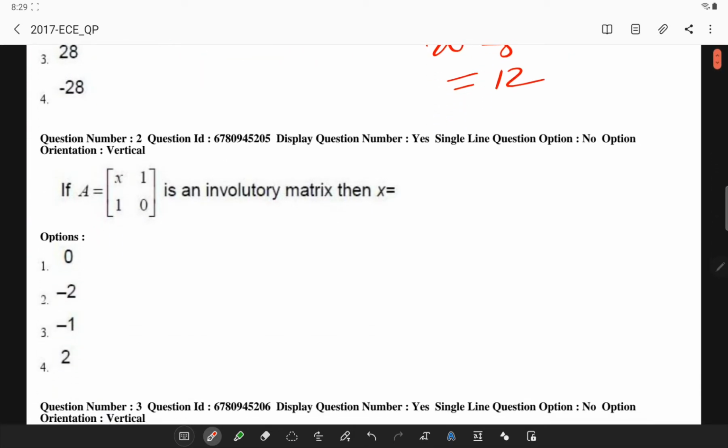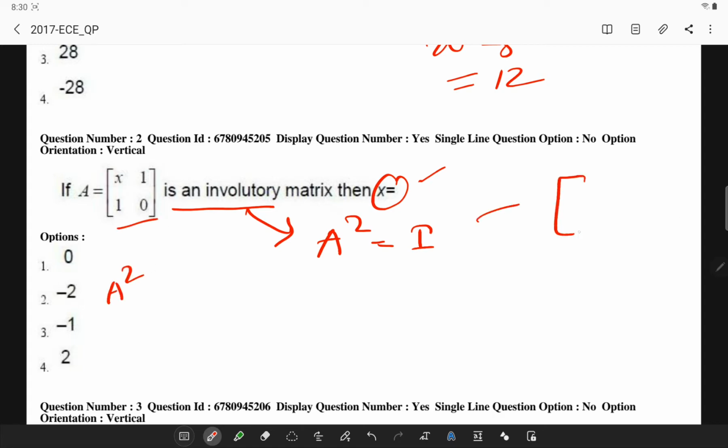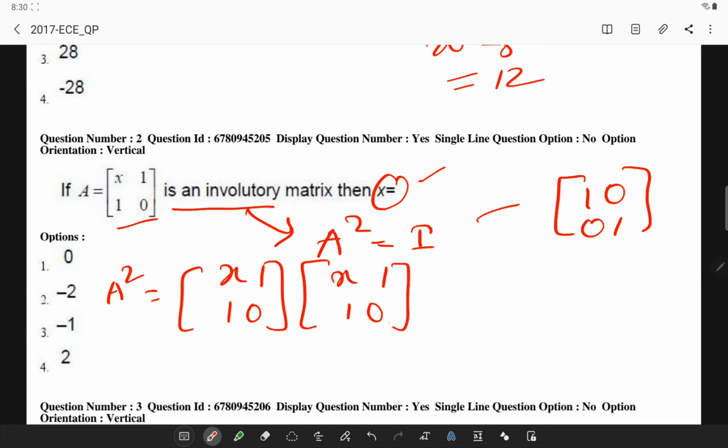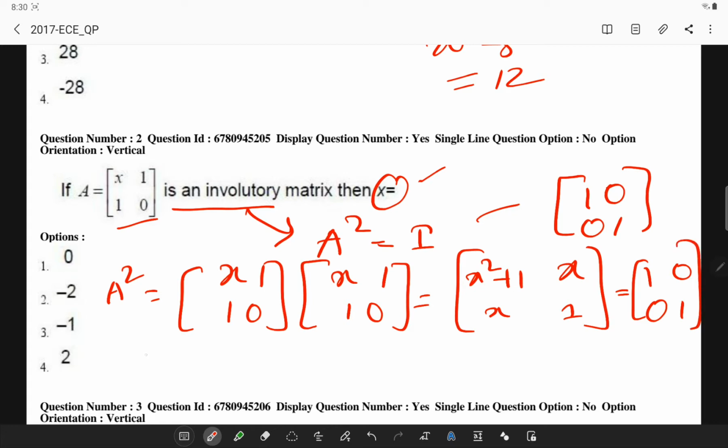Next, A is an involutory matrix. Then you are supposed to calculate the value of x. So the involutory matrix definition is A square is equal to I. So I am given A, and I am supposed to calculate A square, and the value will be the identity matrix 1 0 0 1. So A square is nothing but the matrix x 1 1 0 times x 1 1 0. So I get x into x square plus 1 and again x into 1 plus 1. So here I get x, 1. Now if I equate this to 1 0 0 1, I will get the x value, which is 0.